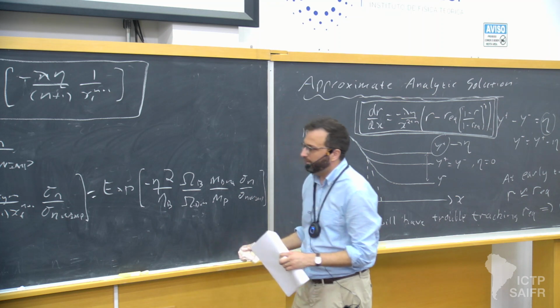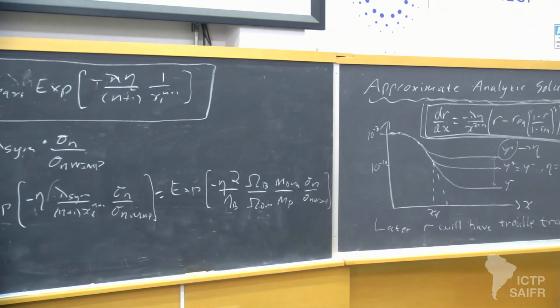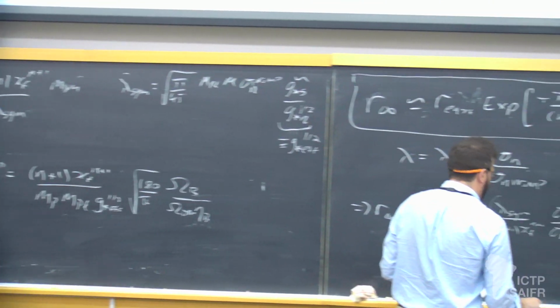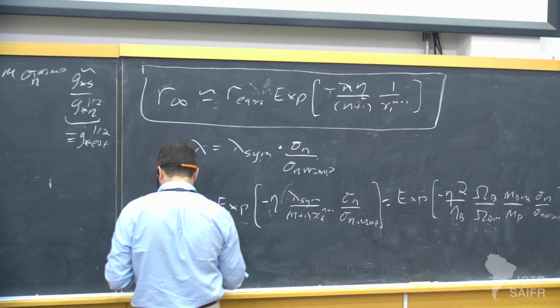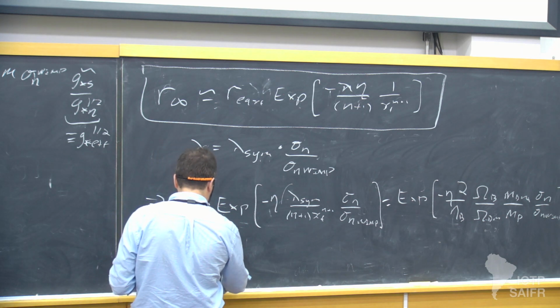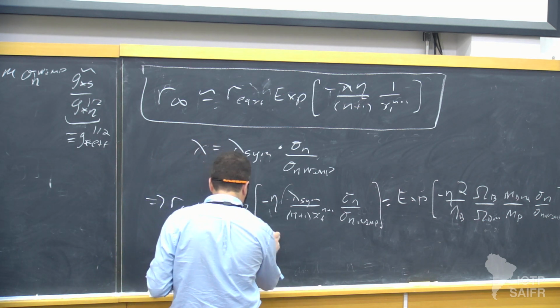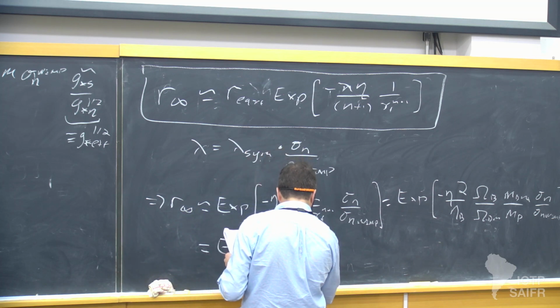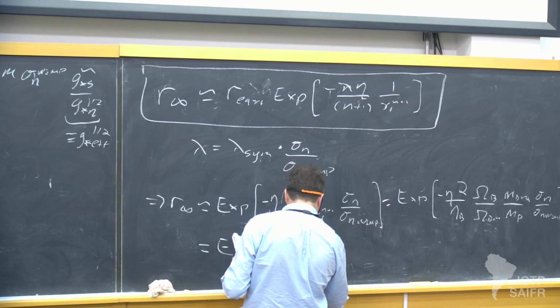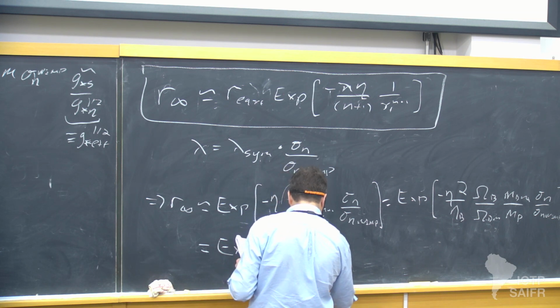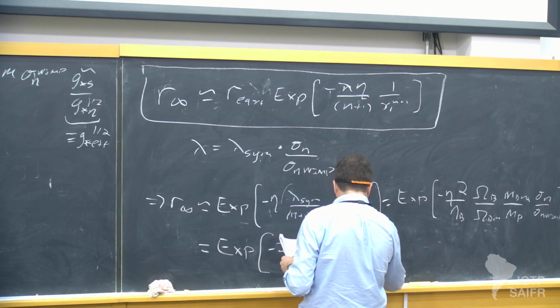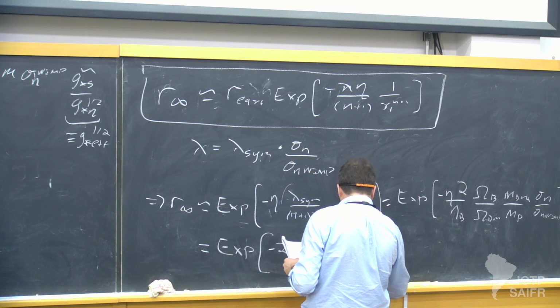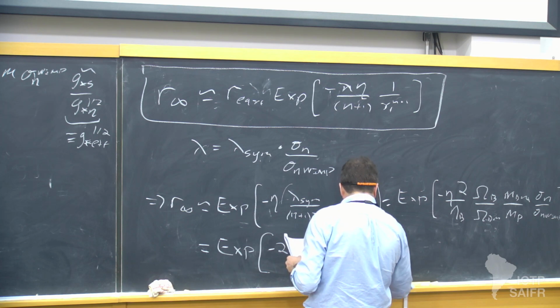And then, again, rewriting stuff using this relation here, I let you check, okay? It's really just a simple rewriting. We find that R infinity is equal to exponential negative 2 sigma v over sigma v WIMP times 1 minus R infinity over 1 plus R infinity, okay?